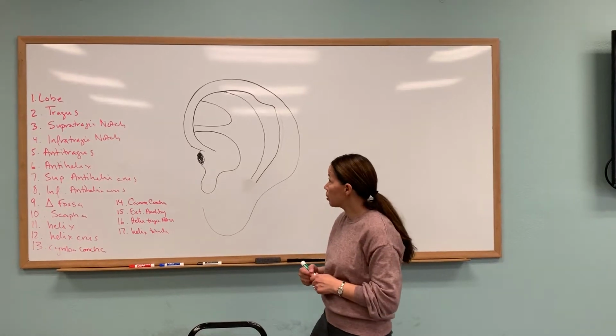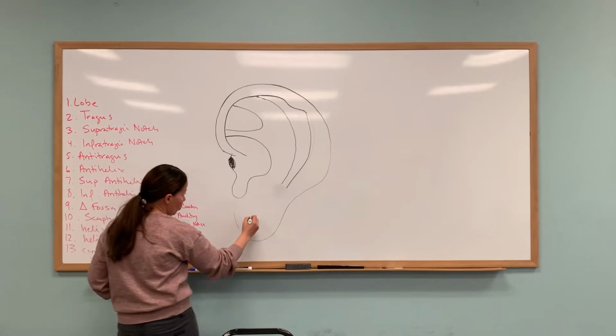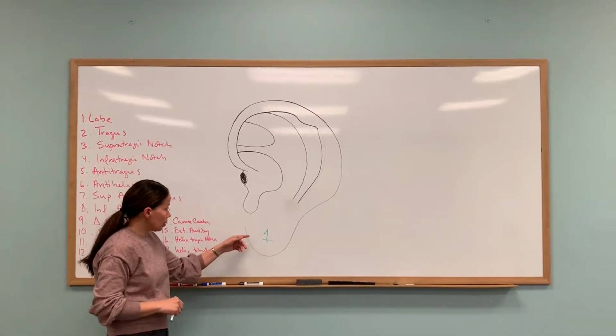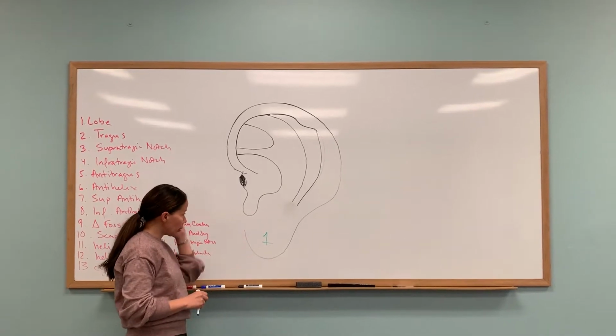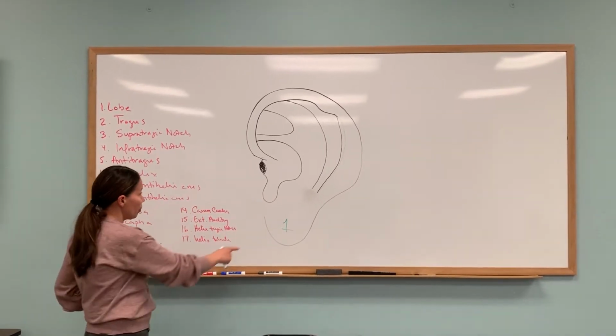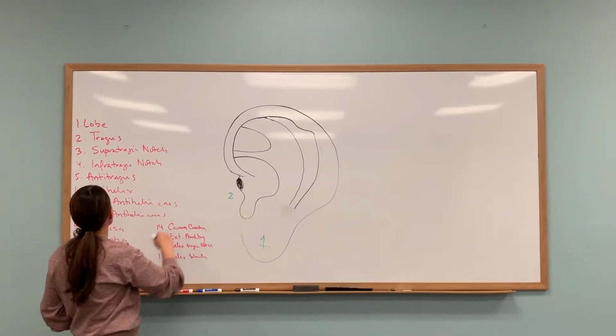Structures now. So we're going to go ahead and start off with number one. Number one on your packet is the lobe. So this is number one. This is the earlobe here. One of the best things or easiest things to find the earlobe on yourself is that there's no cartilage on the earlobe. From earlobe, we're going to move on to number two, tragus, which is this section right here.